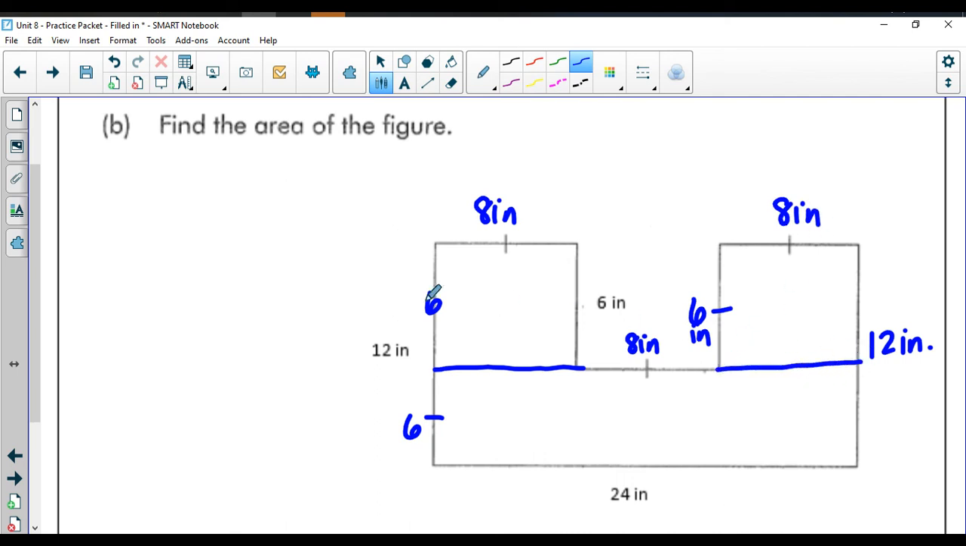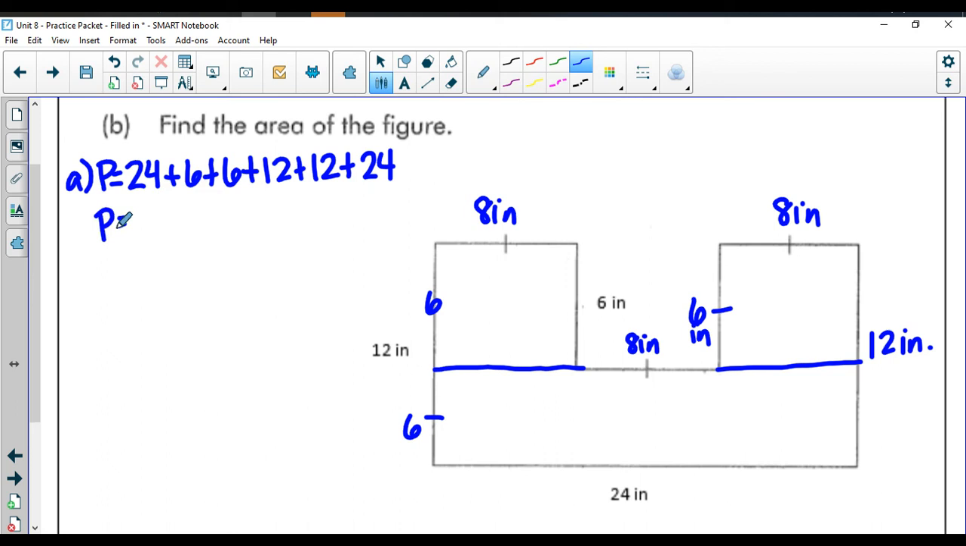So I am going to find my perimeter first for part A. So if I want to kind of be tricky, I could just take that 24 from the top. Plus I have those 2 extra 6 parts. I have 12 on both edges, left and right, and then another 24 across the bottom then. So my perimeter, I got 84 inches for the perimeter here.